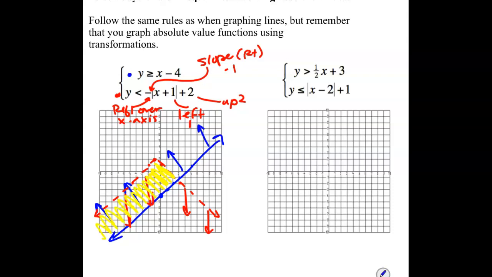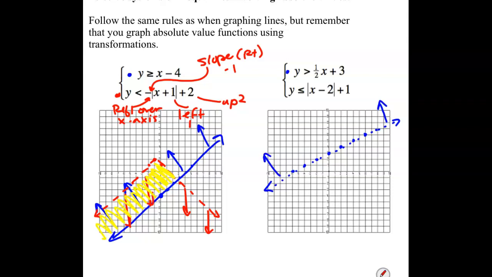All right, for our second example, again, our first inequality is a line. We have y is greater than 1/2 x plus 3. So starting on our y-intercept of 3 and do a slope of 1/2, up 1, right 2, or down 1 and back 2. There is no equal sign, so this time our line is going to be dotted. And we want to be greater than that, so we are shading above that line.